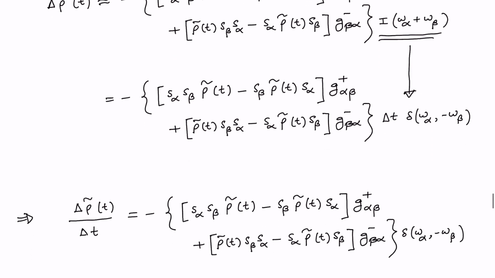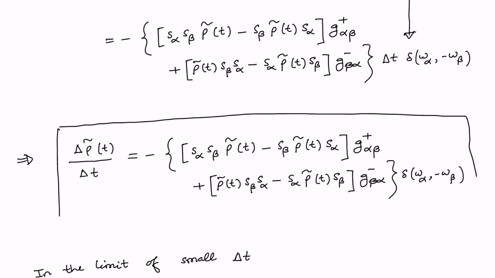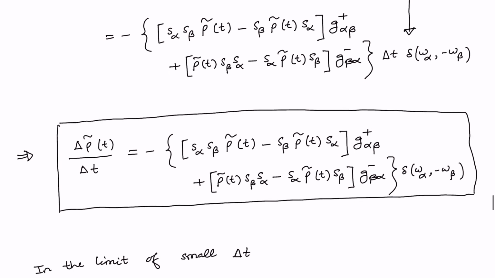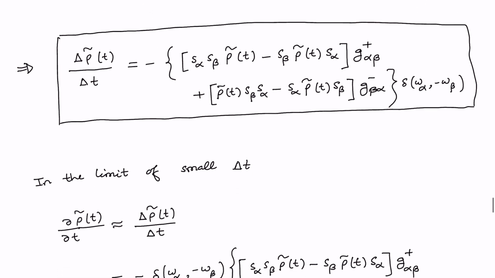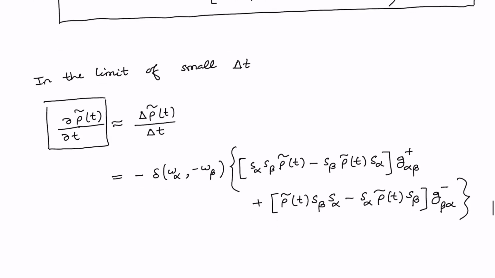And if I take this delta t to the other side, then I can write how the density operator changes, the change in the density operator with respect to time, I can write this expression. Then in the limit of small delta t, I can write this in differential form, the rate of change of the density operator for the system. This is what I can write.